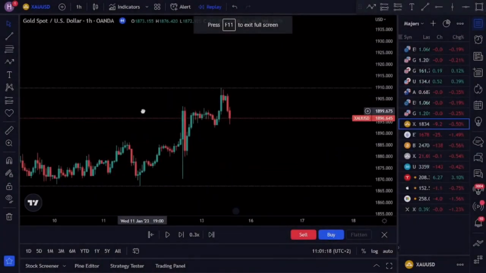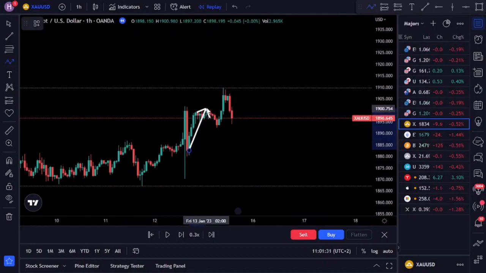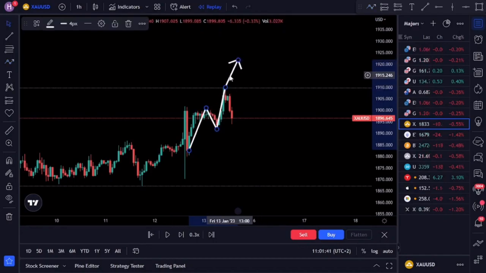Let's get back to our charts and look at how to use the smart money scalping strategy. To recap, the first step is to identify the current trend in the market. We are currently in an uptrend, making higher highs and higher lows, which could show that there is a potential for bullish momentum in the market.